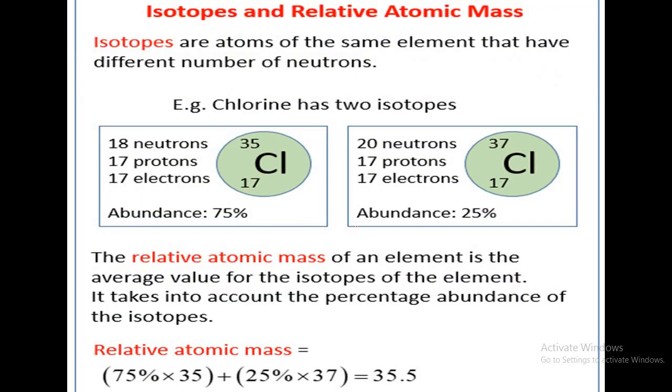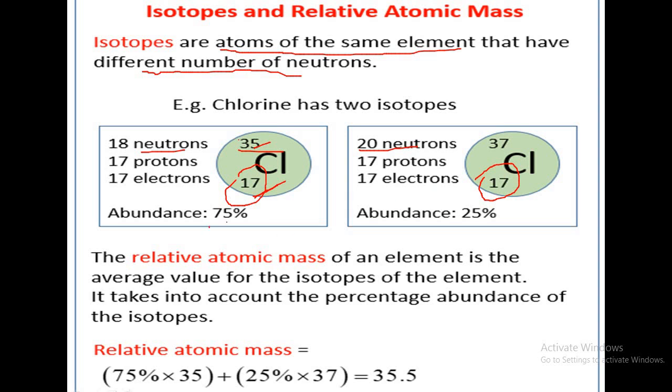Now isotopes and the relative atomic mass. Do you know what isotopes are? Elements having the same atomic number but different mass number are known as isotopes. Isotopes are atoms of the same element that have a different number of neutrons, because the number of protons is the atomic number, and the mass number is the number of protons plus neutrons. So mass number minus atomic number gives you the number of neutrons. So this has 18 neutrons, this has 20 neutrons, 17 protons, 17 protons, 17 electrons, 17 electrons.